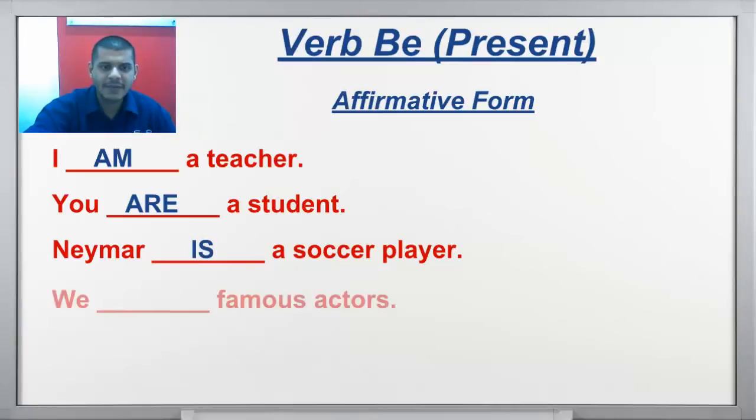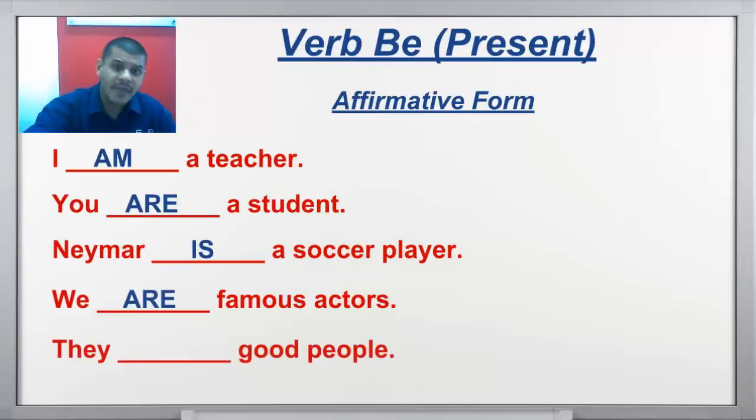Another example that I have is we, famous actors. We, how can I complete it? Help me out here. We are famous actors. And finally, they are good people, right? So this is the conjugation of the verb be in the affirmative form, depending, of course, on the pronoun. I am, you are, he, she, it is, okay? We are, you are, they are, all right?